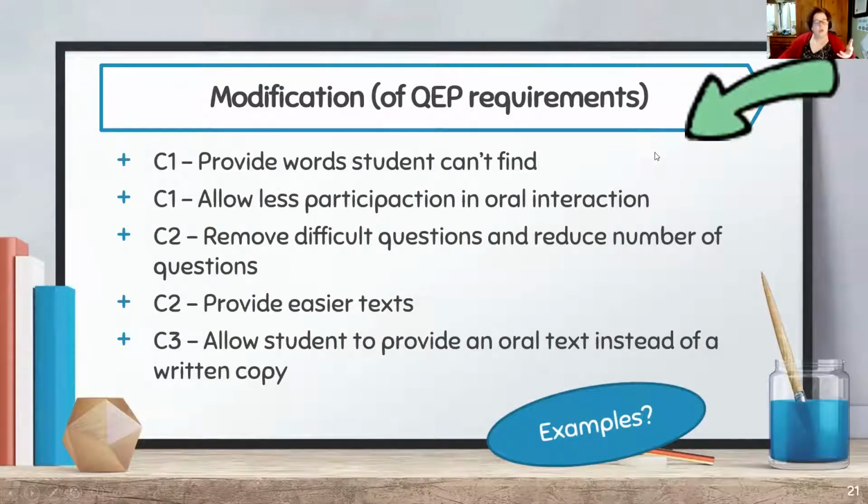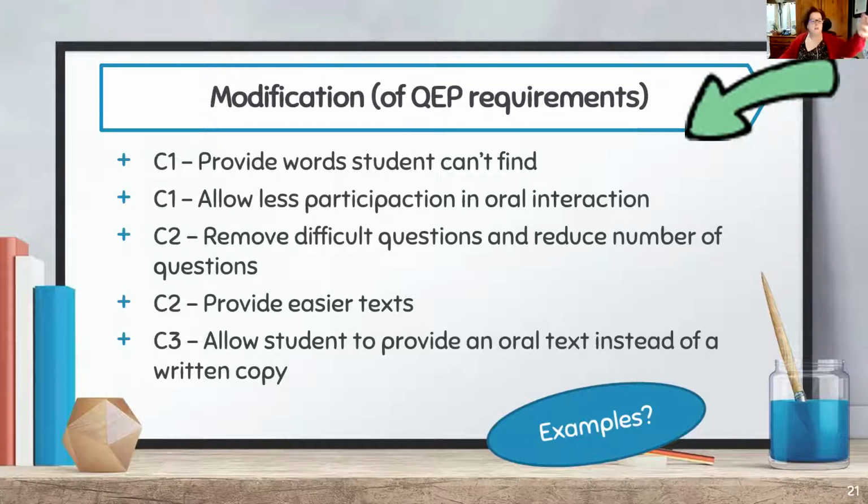So what would we be doing in a case like this? A student who is on a modified report card, in C1, the student cannot find the words. You can provide them with the words that they need. You can allow less participation in oral interaction. It's okay. He's not or she's not able to do it. We will do that. We will remove difficult questions and reduce the number of questions from a certain activity.